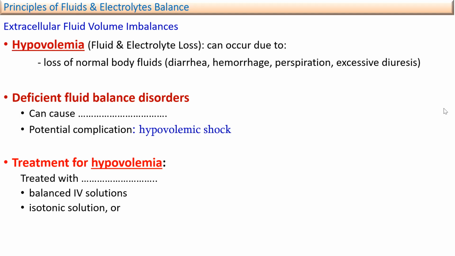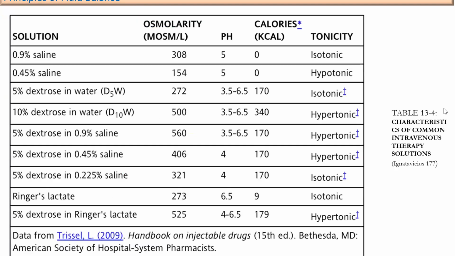Now, deficient fluid balance disorders can cause dehydration, and the potential complication is hypovolemic shock. To treat hypovolemia, you can use either oral or IV fluids, PO or IV. You need to give balanced IV solutions based on the type of hypovolemia, and it can be isotonic, or sometimes we have to give blood transfusions.